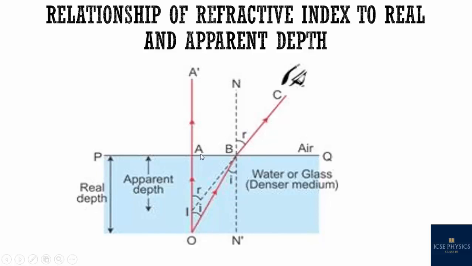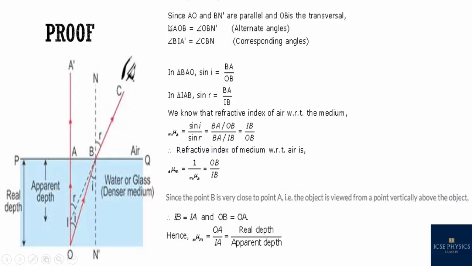Now, the points A and B are actually very close to each other. And both the rays OA and BC enter the eye simultaneously. In this figure, they have been shown separately for the sake of clarity of diagram. Actually, they are very close to each other. Since we need a diagram to draw, we have shown them separately. Now let's see how they are related to the refractive index.